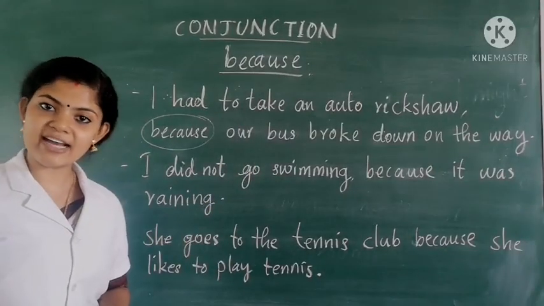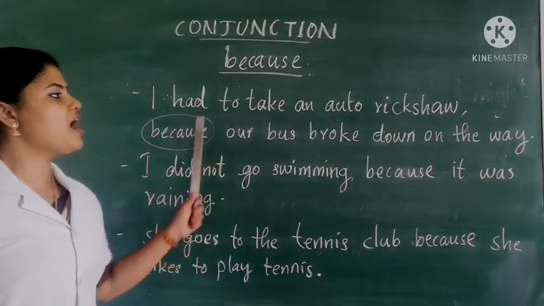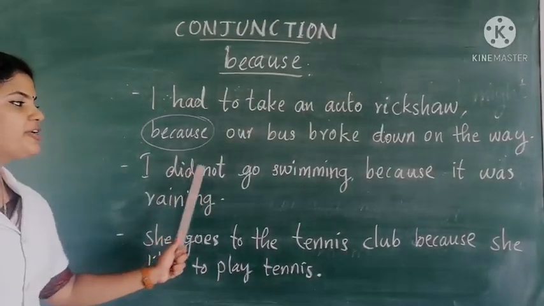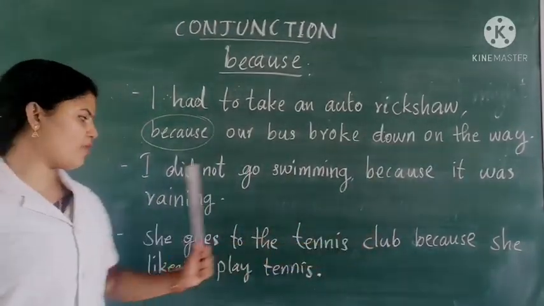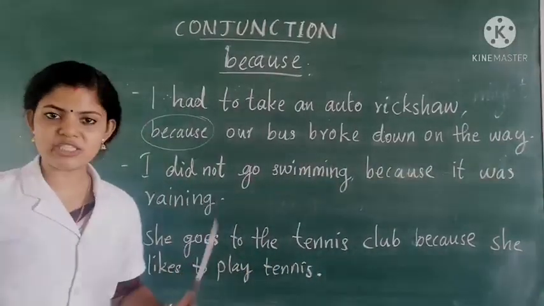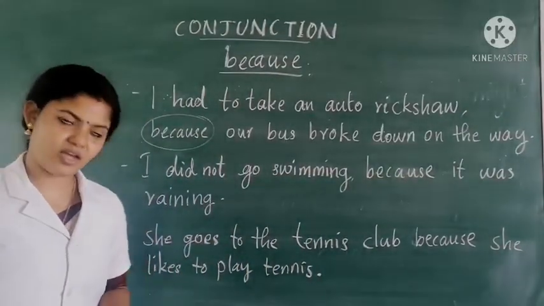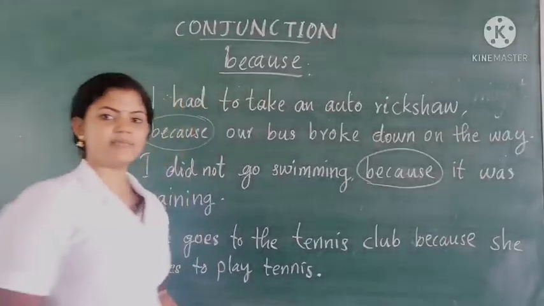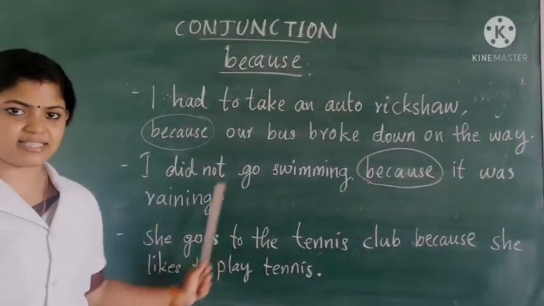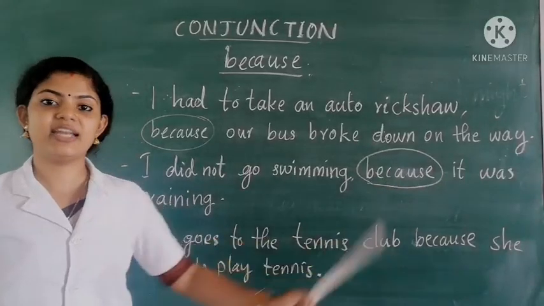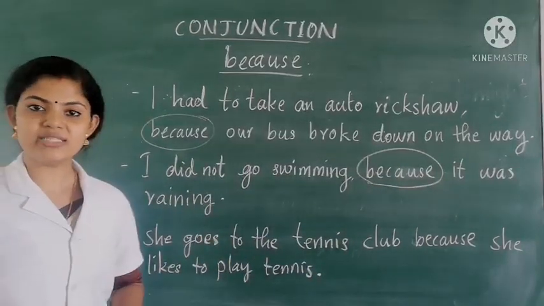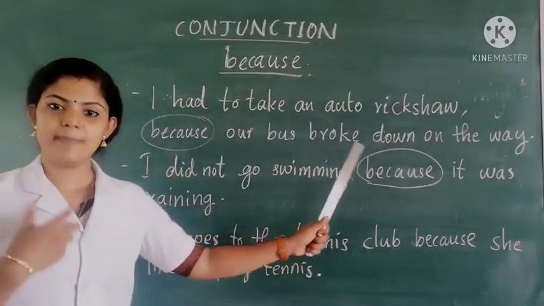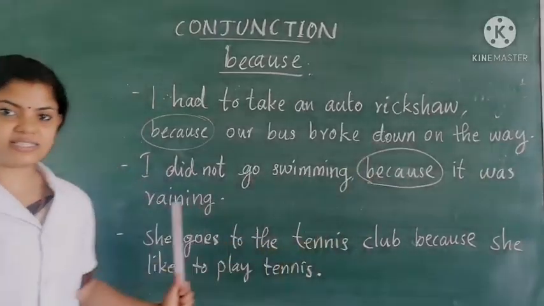Why did I have to take an auto rickshaw? The reason is our bus broke down on the way. Next sentence, I did not go swimming because it was raining. I did not go swimming. Why? Because it was raining. Here the conjunction because connects both these sentences and it gives the reason why I didn't go swimming. Why? Because it was raining. I did not go swimming because the reason is it was raining.